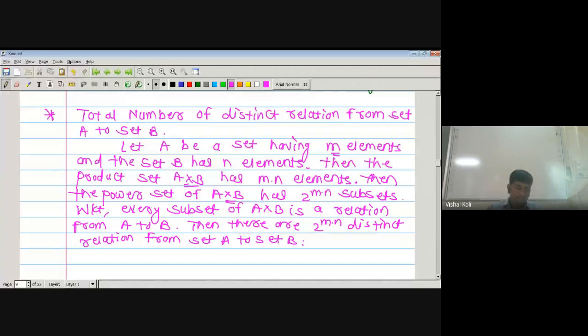Okay, so if we have two sets A and B having m and n elements, then its product set has m into n elements, and we know that if a set has n elements, then the power set of S has 2 to the power n subsets. As A cross B has m into n elements, then its power set has 2 to the power m into n subsets. How many subsets of A cross B are possible? Then 2 to the power m into n subsets are possible, and we know that every subset of A cross B is nothing but a relation from A to B. As there are 2 to the power m into n different subsets for A cross B, then there are 2 to the power m into n distinct relations from set A to set B. Okay, any doubt?